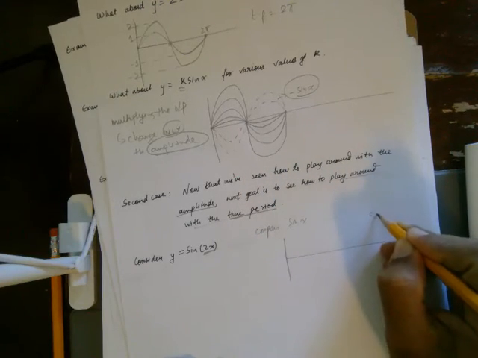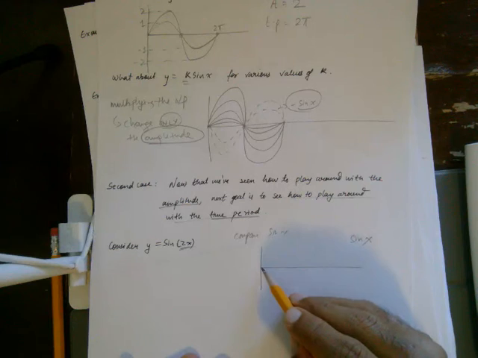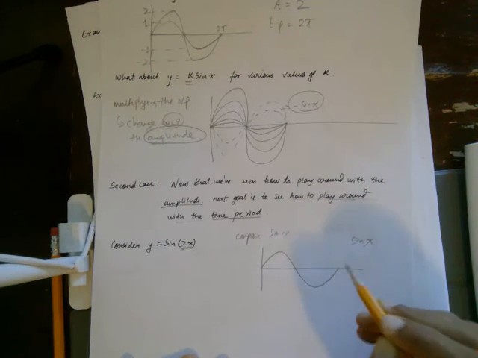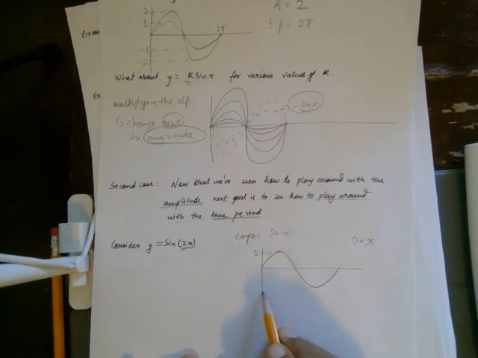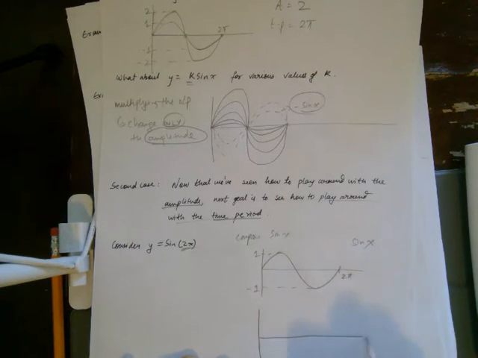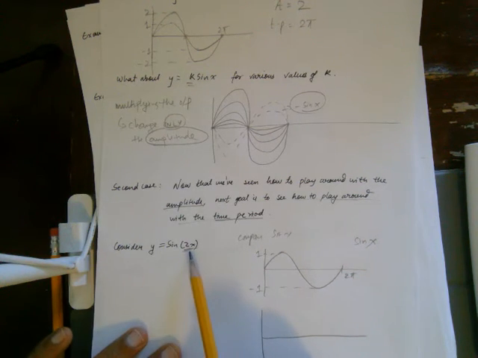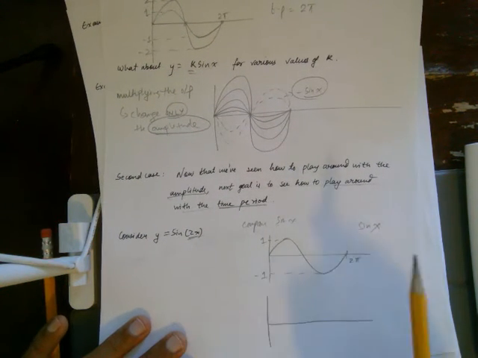Let's say this is sine x. Sine x behaves exactly like that. This is 2 pi. Now, what is really happening when I double the input? Let's see.